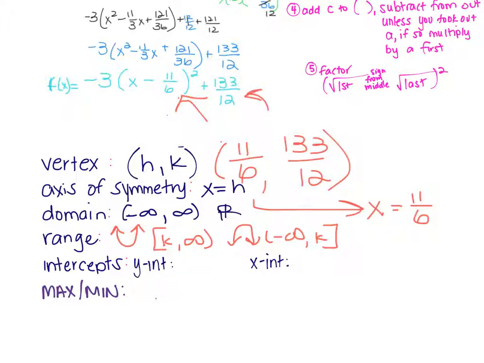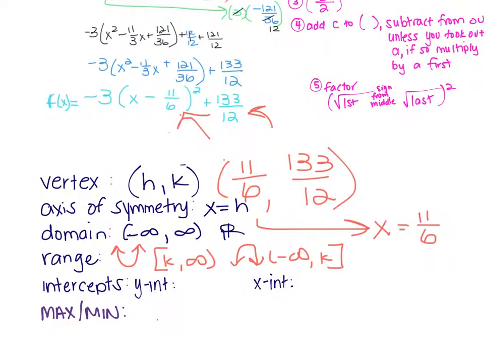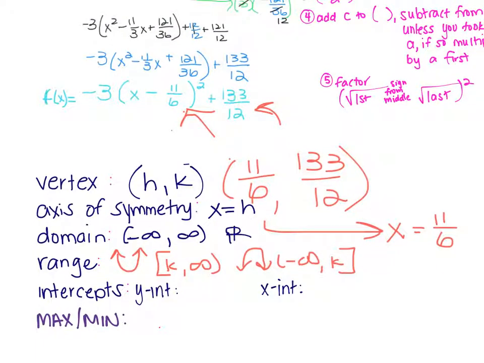So if I'm talking about this example, is my graph going to open up or down? Down, because that negative 3 is on the front, right? Which means the range would be from negative infinity up until the k, which is 133 over 12. And the domain is all real numbers.